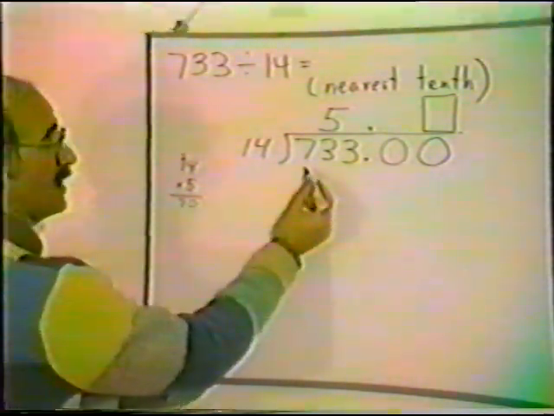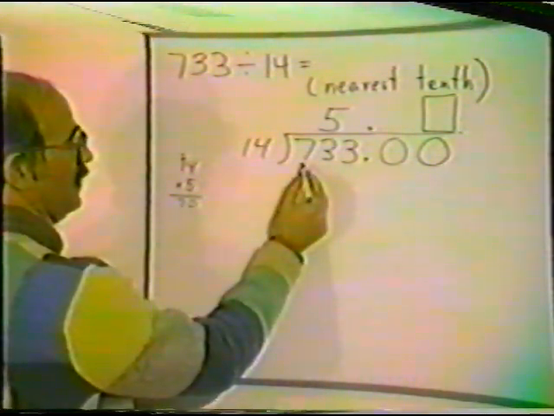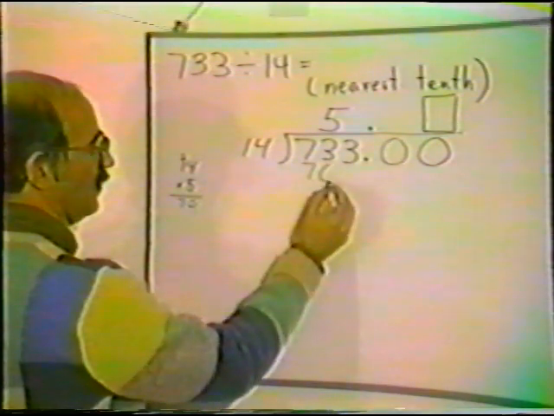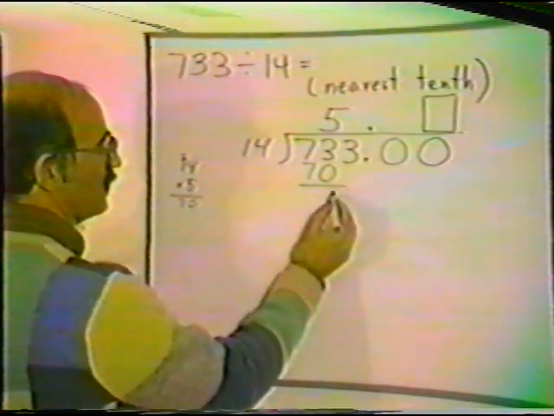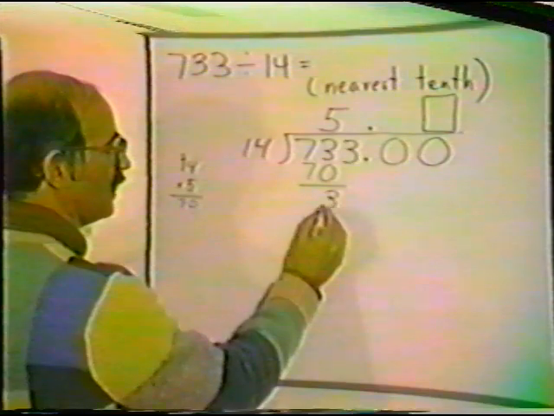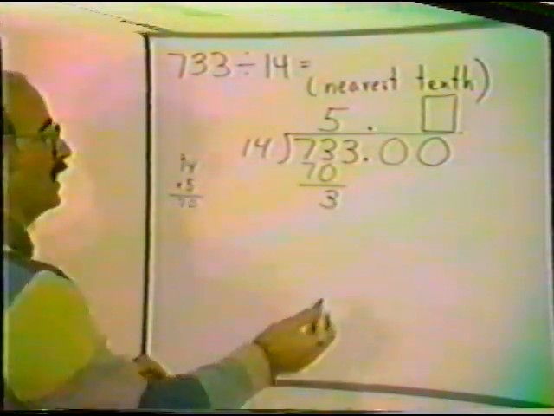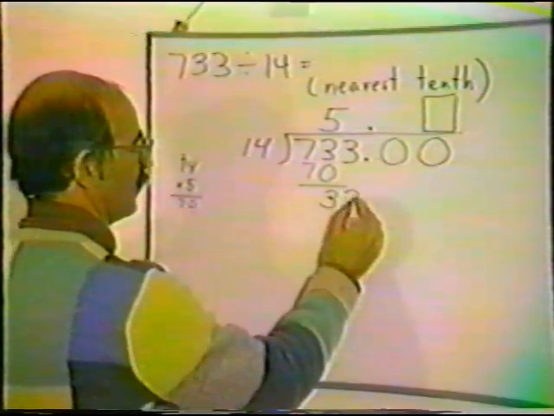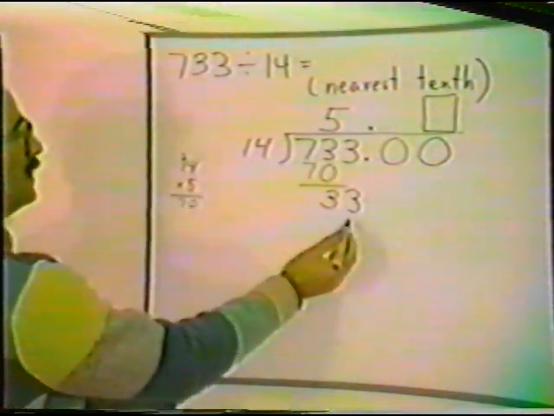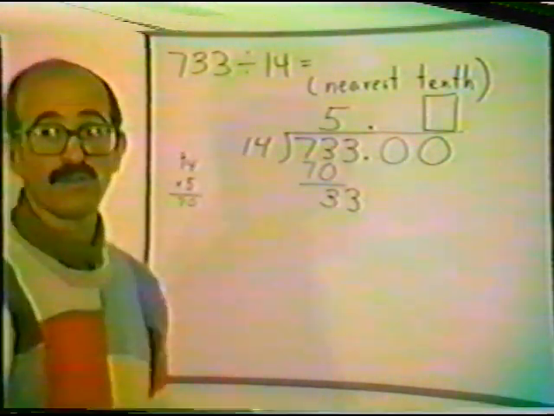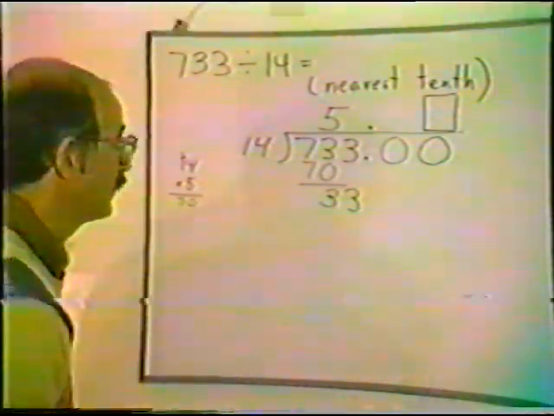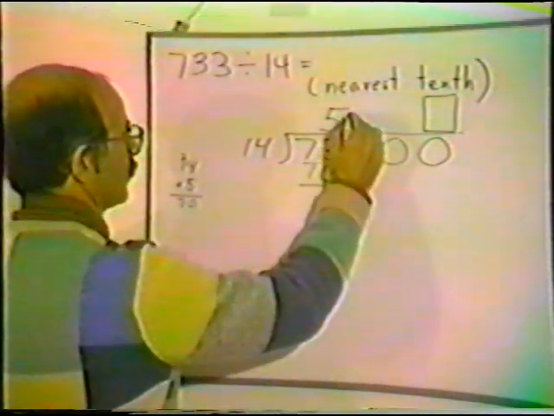Is that good for 73? Yes, it is. It's just a little bit less. When we subtract, we get 3, which is a good remainder because it's less than 14. Let's bring down the 3. How many 14s can we fit in 33? 2. Let's try 2.